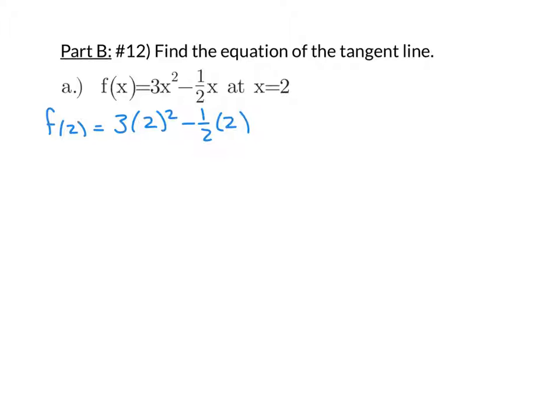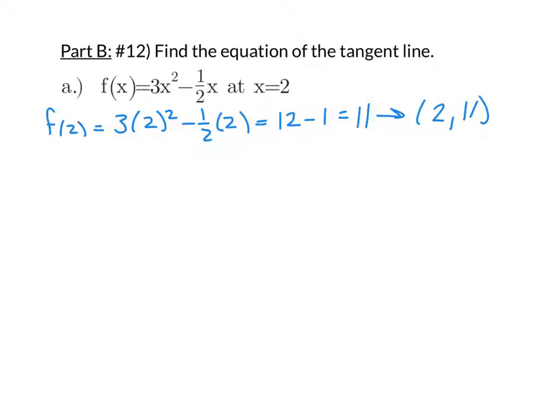So we'll just plug that in. 3 times 2 squared, that's 12, minus 1/2 of 2, which is 1, gives us a functional value of 11. That means we're talking about the point with an x-coordinate of 2 and a y-coordinate of 11. Next step is to find the slope.